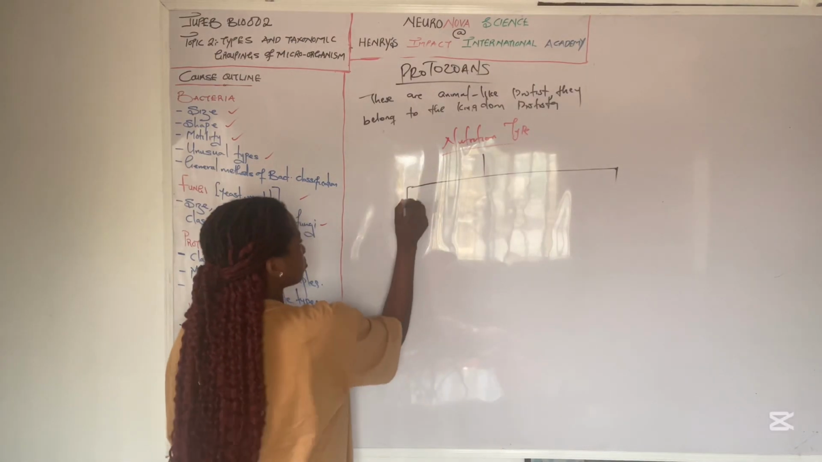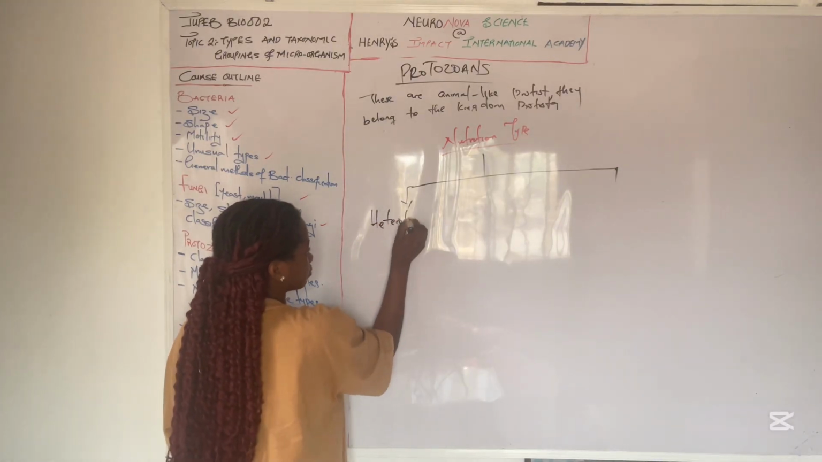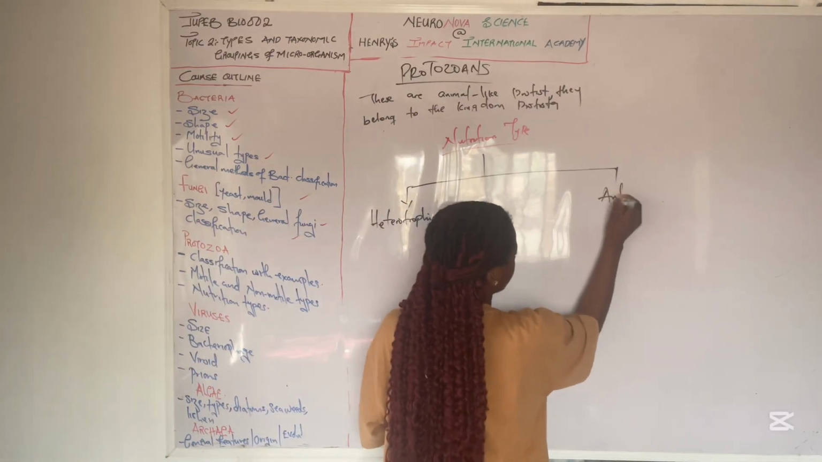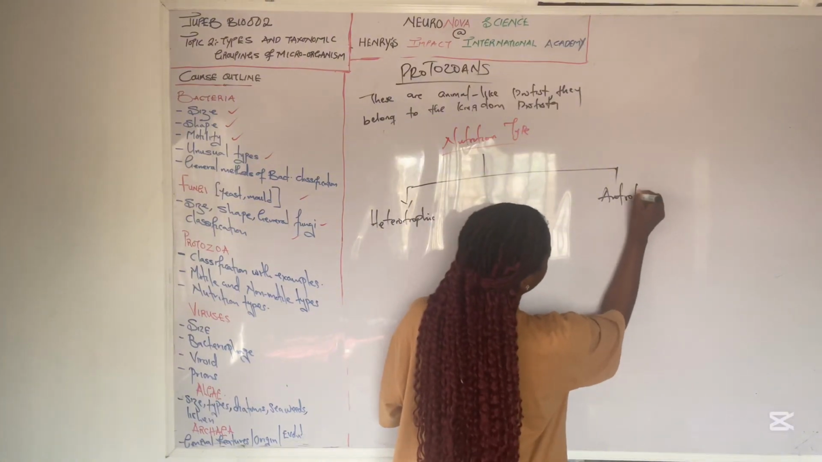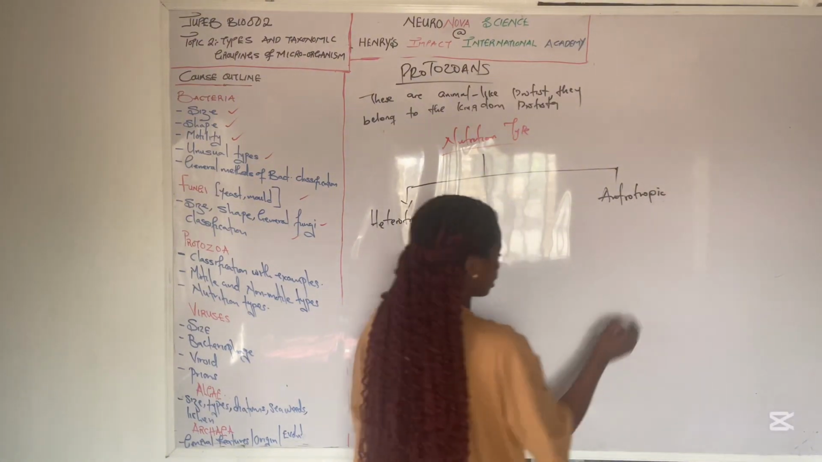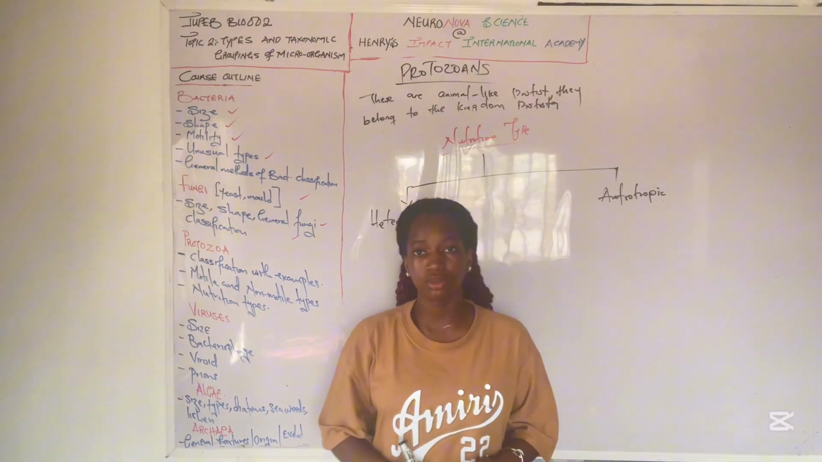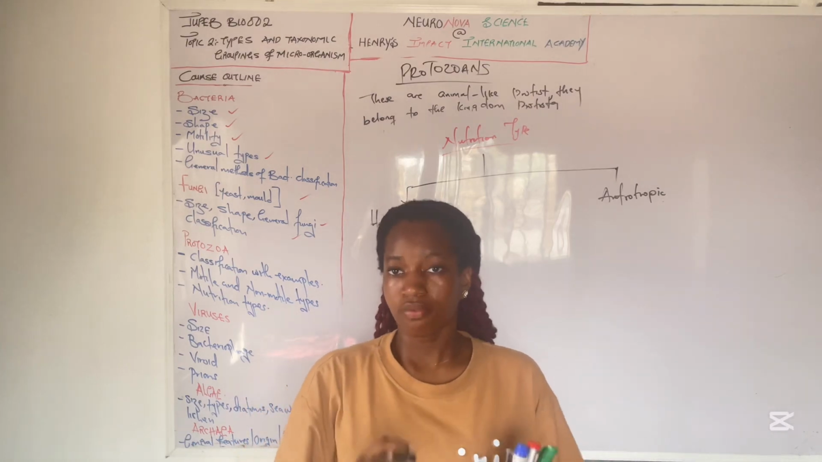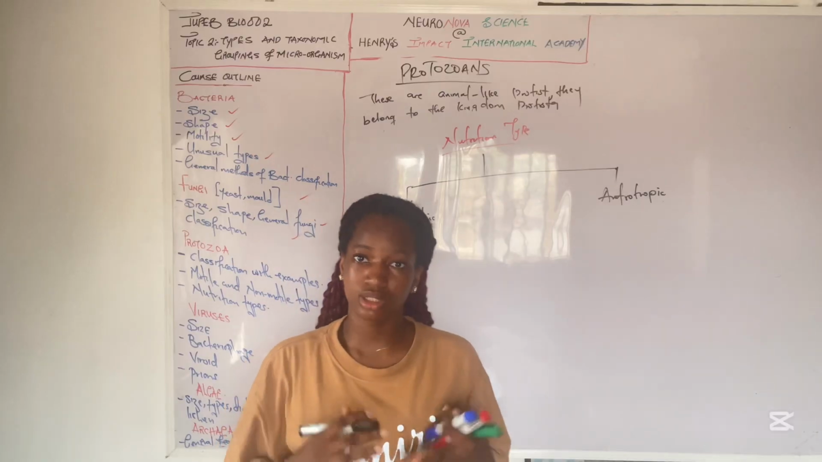So you can classify them based on the fact that they are heterotrophic, and you can also classify them based on the fact that they are autotrophic, or you can call them holophytic. And you know what heterotrophic and autotrophic means? When they say you are heterotrophic, that means you depend on other organisms for your survival. While for autotrophic, you can manufacture your food by yourself, maybe by photosynthesis. And an example of the protozoan that does that is the euglena.